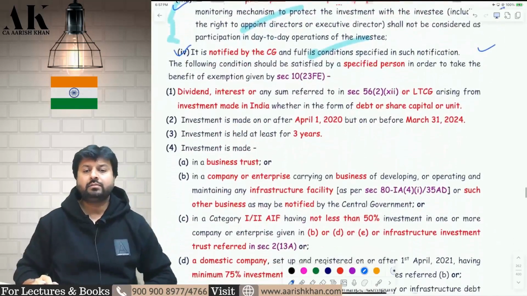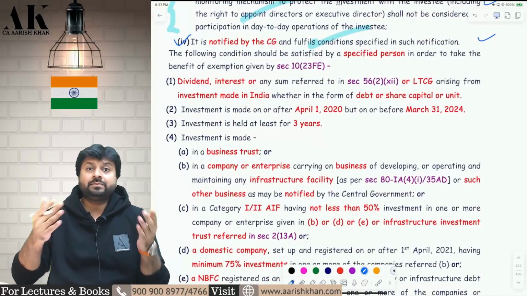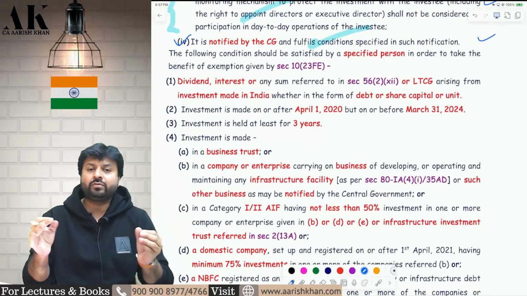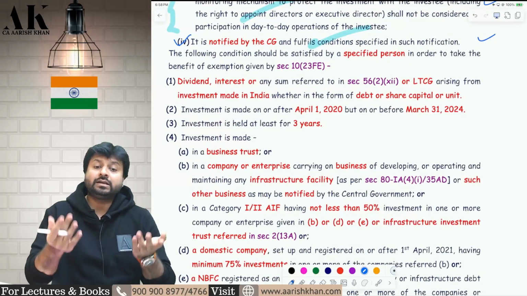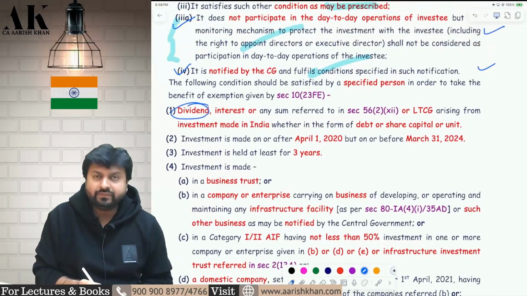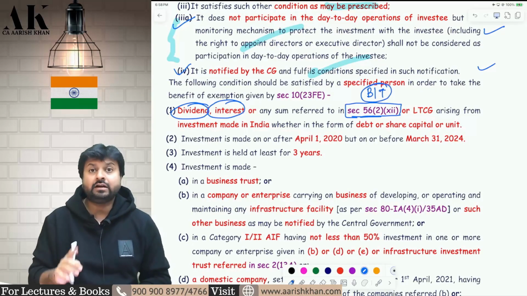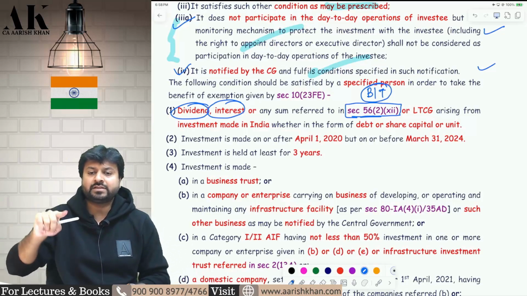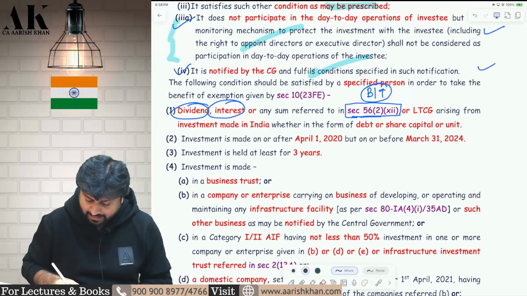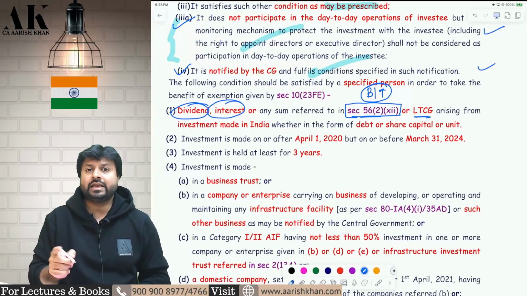Now coming to the most important point. These were the specified persons whose income is exempt under section 10(23FE). Now we need to understand which incomes are exempt. First of all, dividend income will be exempt, interest will be exempt, and then section 56(2)(xii). What is 56(2)(xii)? Business trust income. We will learn about it in the chapter on business trust. Business trust income will be exempt, and last but not least, long-term capital gains income will be exempt.